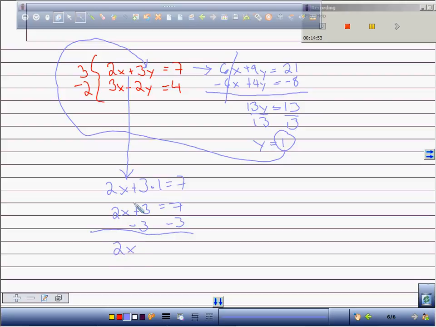So I get 2x, those go away, equals 4. Divide by 2, divide by 2, and I get x equals 2. Okay? And as an ordered pair again, I write this as 2, comma 1, x before y.